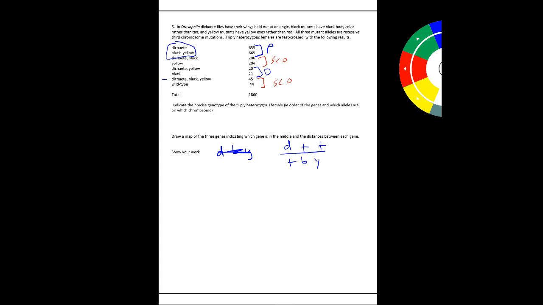And they always get a plus, the wild type going opposite them. Alright, so what do the double crossovers look like? The double crossovers are these guys, D and W. We're going to double crossover. Now we're going to get D and W, D and Y on one side, and I guess just B on the other side still.